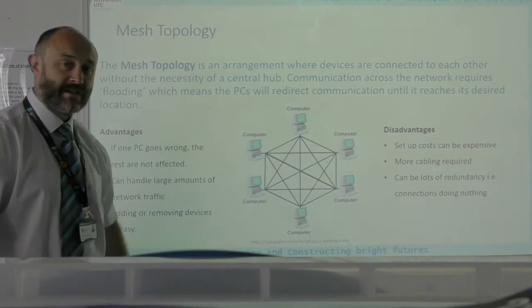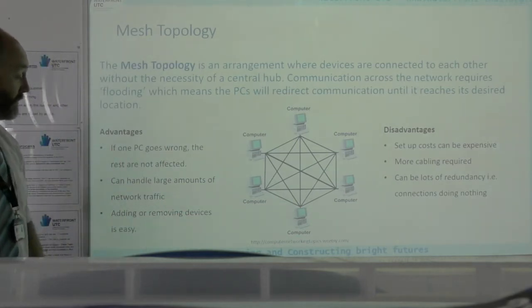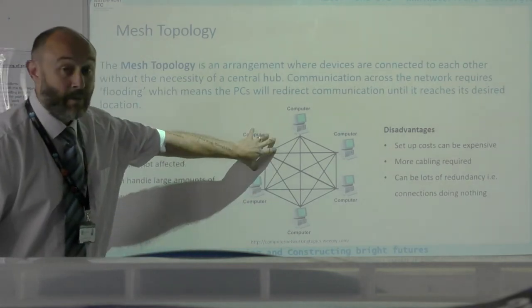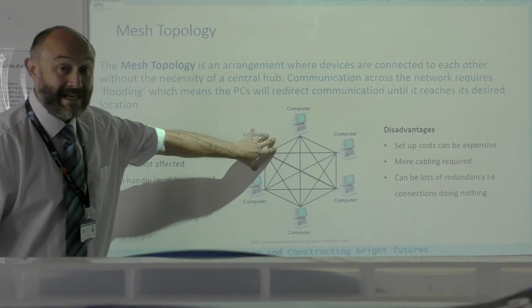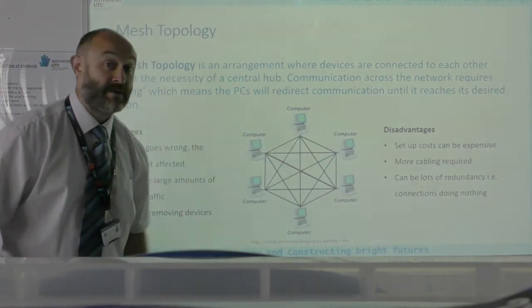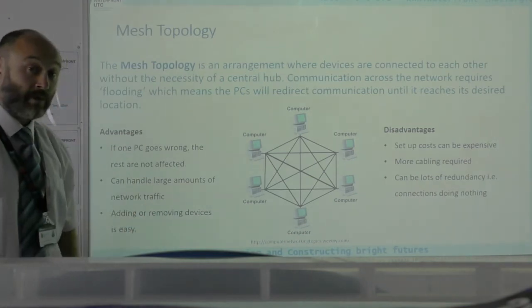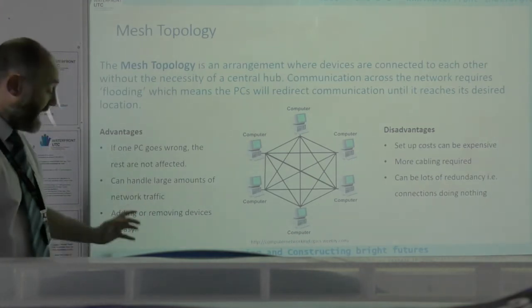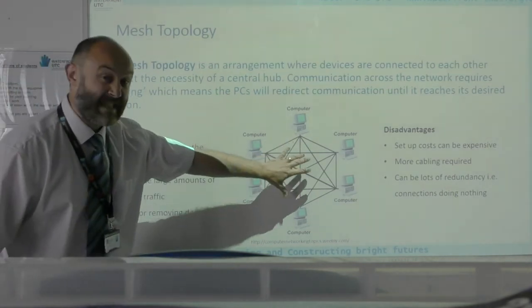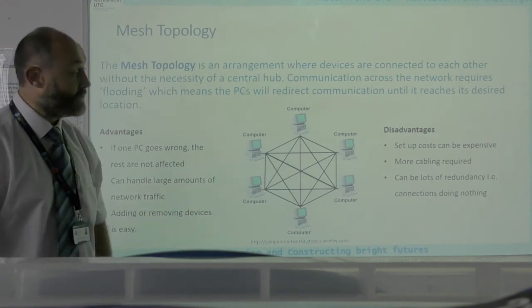Again, advantages and disadvantages. Advantages: if one PC goes wrong, the rest are not affected. Again, this one goes down, that one obviously won't be able to get any communication, but there are plenty of different routes in order for the other computers to still work. It can handle large amounts of network traffic. And again, adding and removing devices is easy, but I'm sure you can see it does look a bit more complicated in there to the star topology.